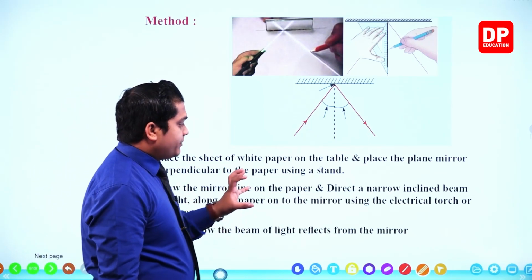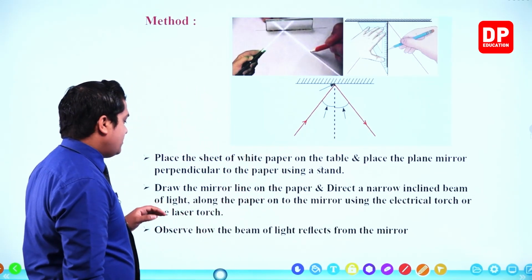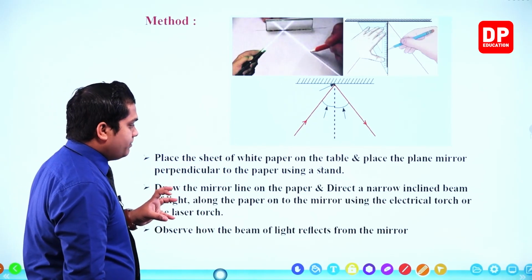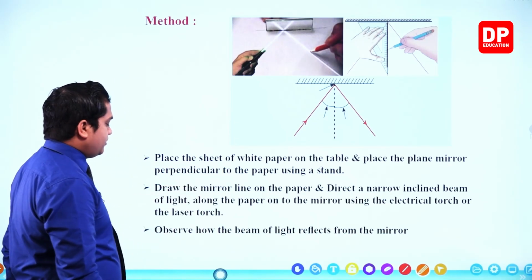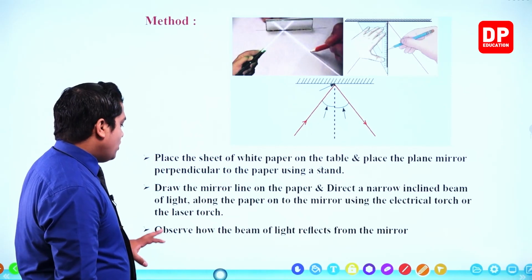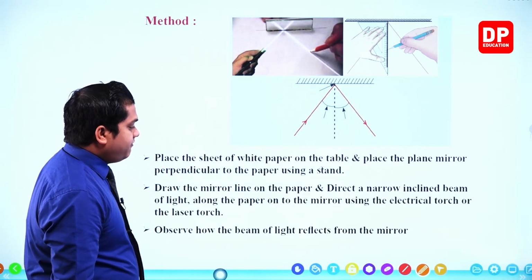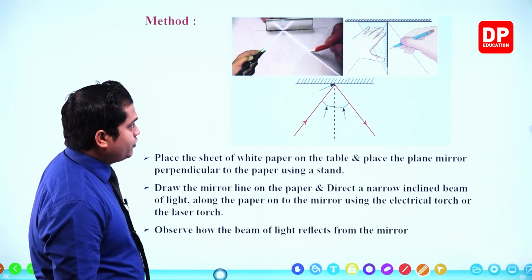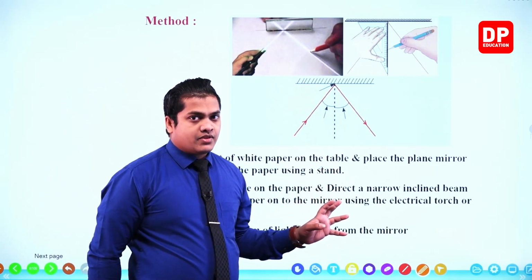Draw the mirror line on the paper and direct an inclined beam of light along the paper onto the mirror using the electrical torch or the laser torch. Then observe how the beam of light reflects from the mirror.